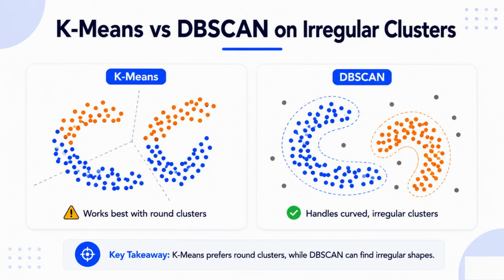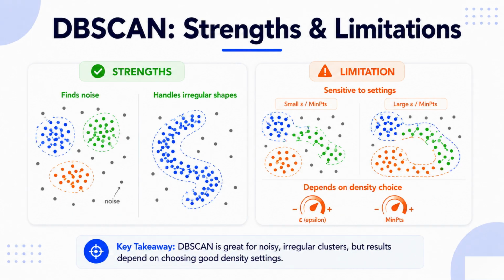So the key idea is DBSCAN finds dense regions, connects nearby dense points, and separates isolated points as noise. DBSCAN is useful when clusters are not perfectly round or when your data contains outliers, but it depends heavily on choosing good epsilon and MinPts values.